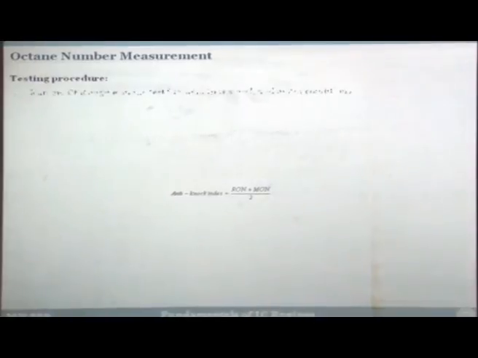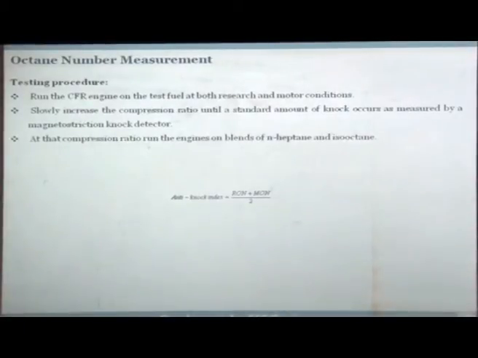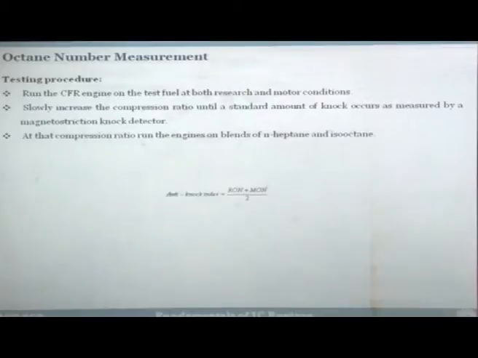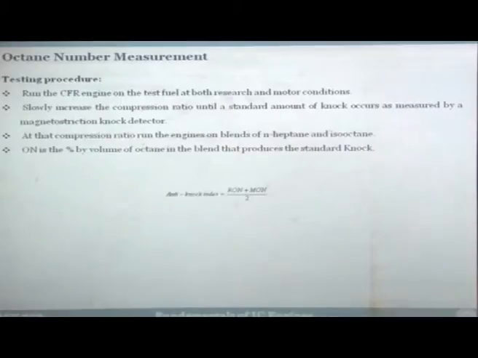Okay. So when you test it, basically you run the CFR engine on test fuels for both research and motor conditions, which I explained. Slowly increase the compression ratio until a standard amount of knock occurs, which is measured by a magnetostrictive knock detector. At that compression ratio, you then run the engine with blends of normal heptane and isooctane and try to match those numbers. So the octane number is the percentage volume of isooctane in the blend that produces the same knock as the unknown fuel.